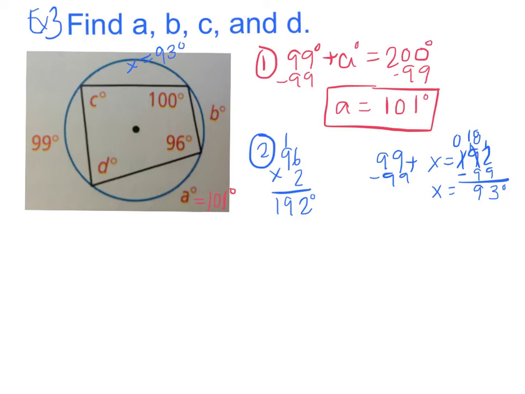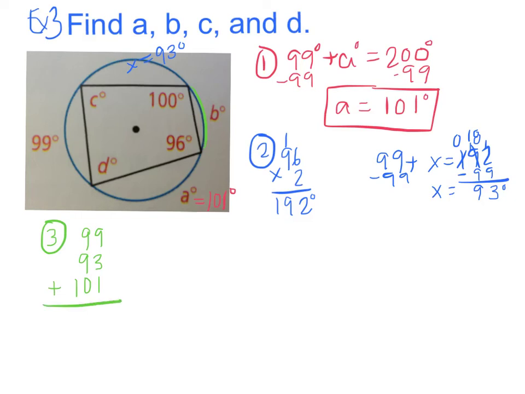Okay, now I can start to find some other parts here. Now they asked me for this arc right here, and that's part B. So now let's do this one. Now for this one, now that I know every arc in the circle, and I'm only missing one piece of the circle, I can use the information that the arc measure of a whole circle is 360 degrees. So that means that 99 plus 93 plus 101 plus B should be 360.